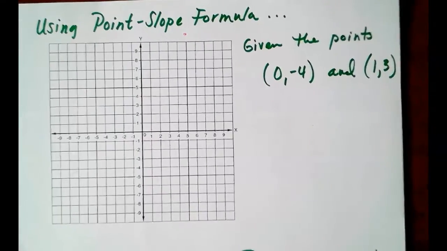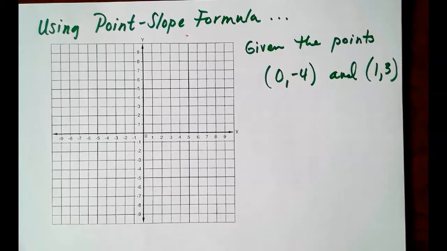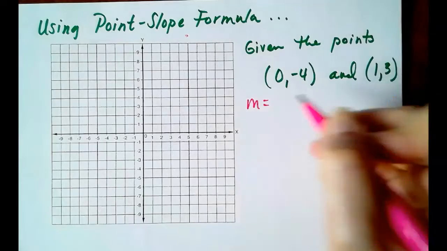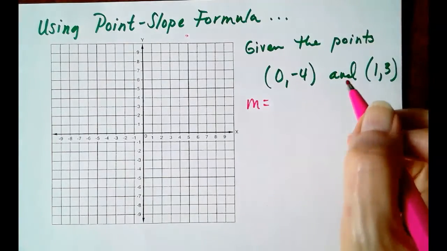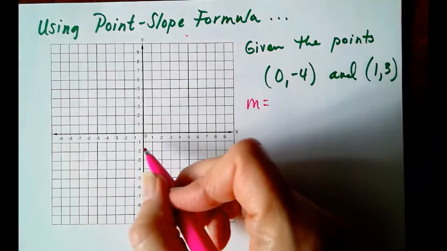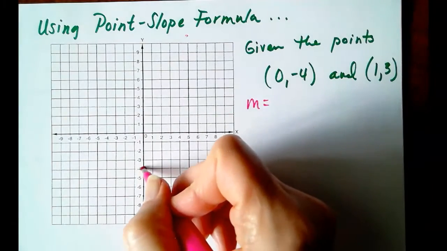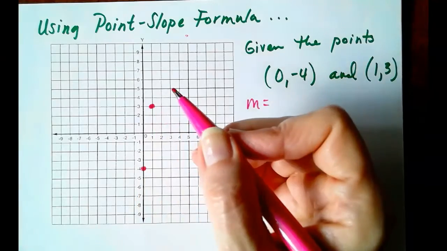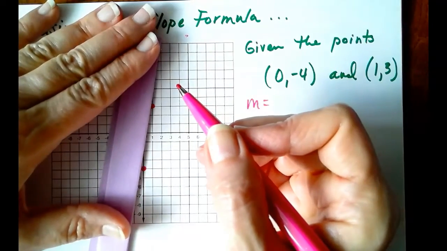So another review item in this particular lesson is using the point slope formula. So if we're given 2 points, how do we go about writing the equation of the line in slope-intercept form? Well, the first thing we need to do, if we're given 2 points, we should find the slope. So let's find the slope. We can do that by the slope formula or by plotting the points. We'll do it both ways. So over 0, down 4, and over 1, up 3. Now what I can tell here is that this is a pretty steep line.